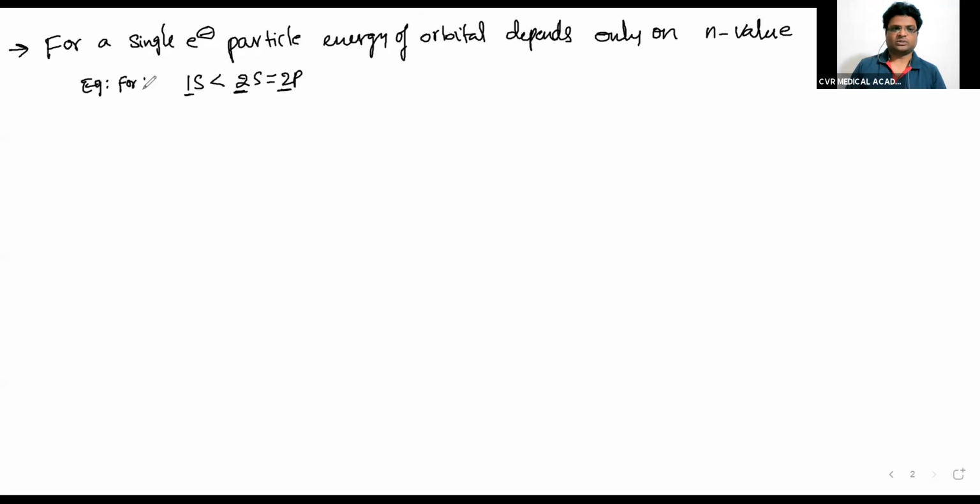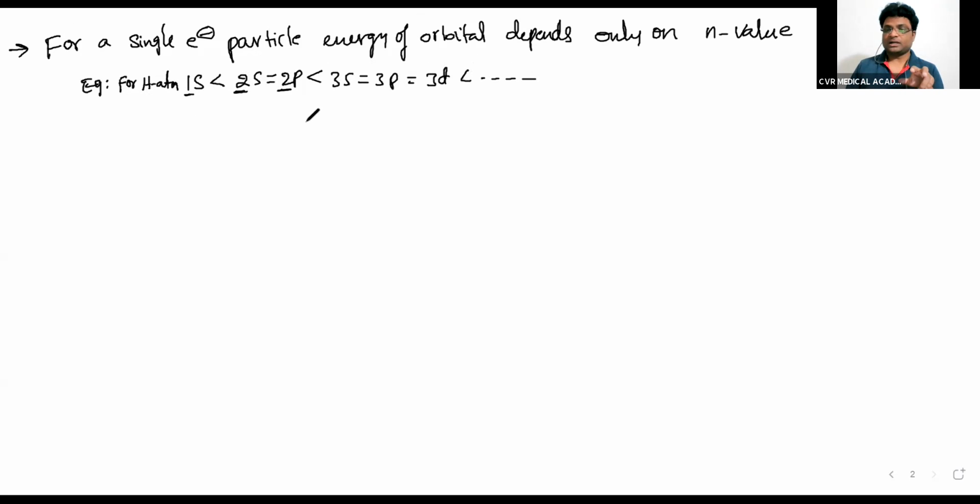For example, you can take the hydrogen atom or the He+ ion. Any single electron particle can be taken. If the energy order is required, it depends only on the n value. That is the point here. 3s, 3p, 3d all have the same energy, less than 4, and then it continues.